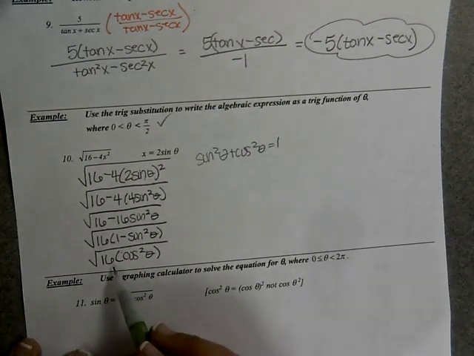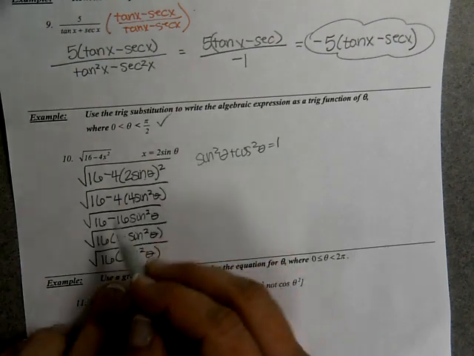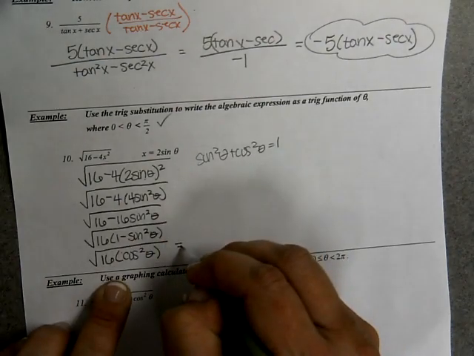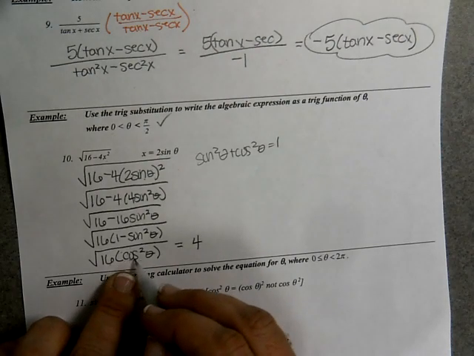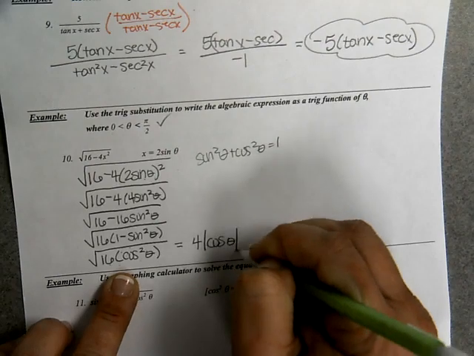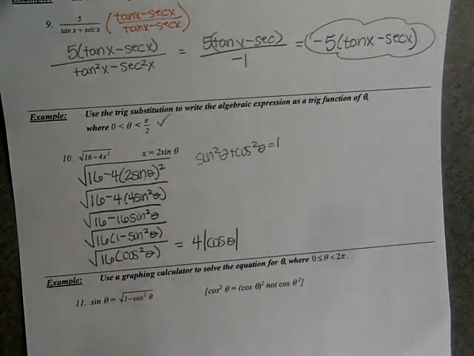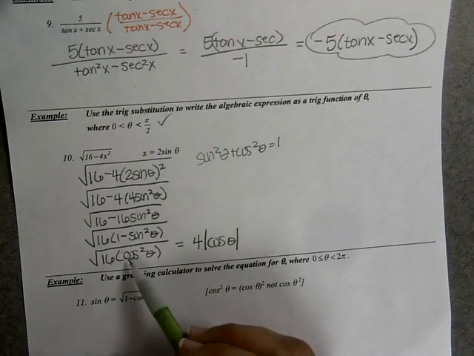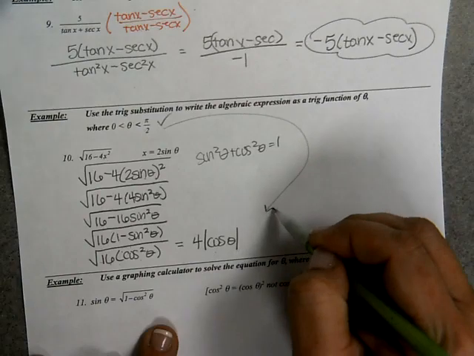And now, essentially, we have 2 perfect squares that are under the radical. So we can take the square root of 16, and that gives me 4. And then we want to take the square root of cosine squared theta, which essentially is cosine theta. And we have the absolute value because we want to make sure that it's positive when we take the square root.